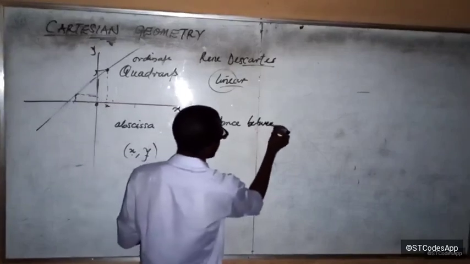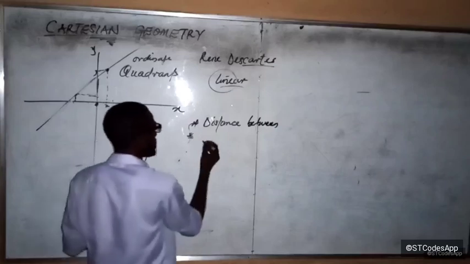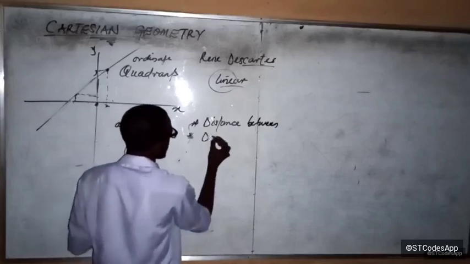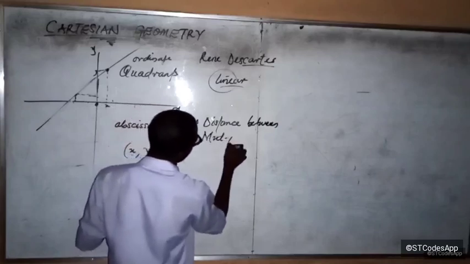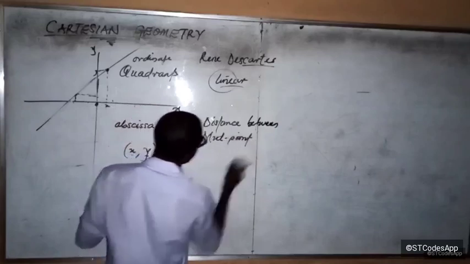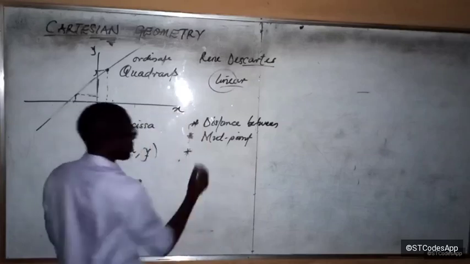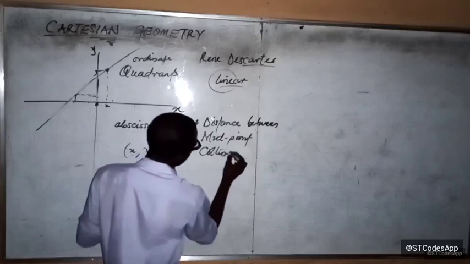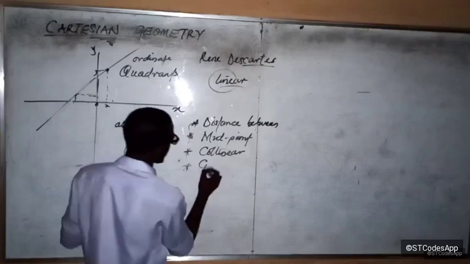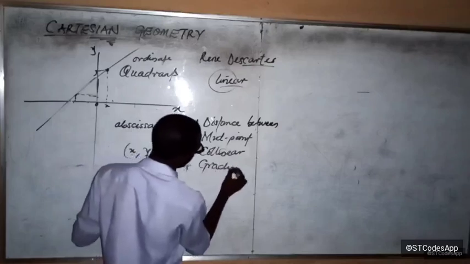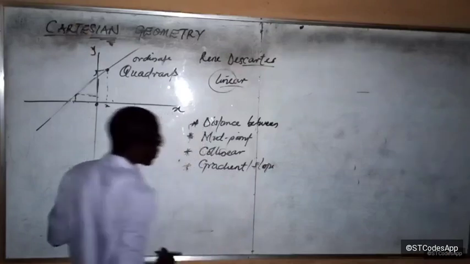So we'll be deriving the equation and using it to solve a question at least. Then the next is we are going to be determining the midpoint of a line, the middle of a line. Then we are also going to be talking about collinear points. Then we'll talk about gradient, what is called gradient or slope.